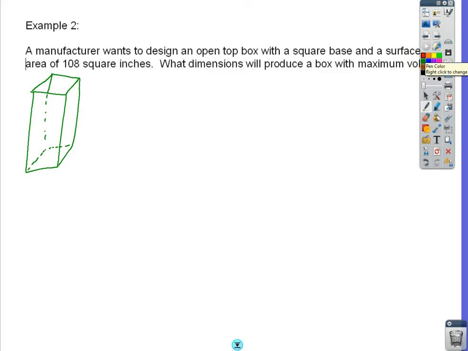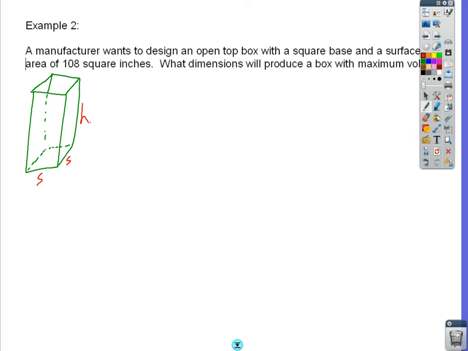So I want to be able to find out a surface area of 108 square inches. What are the dimensions that will produce a box with a maximum volume? Okay, so I'm maximizing volume, so my volume formula is going to be my primary equation. That's what I've got to be thinking. And so let's go ahead and name some of our variables. We drew this. I'm going to say that this is S for side length, and this is H, okay, for height.